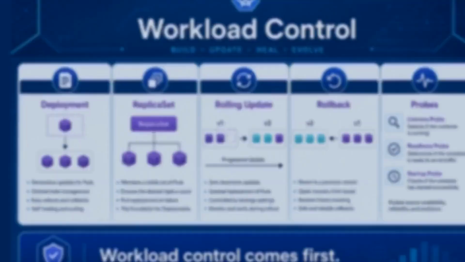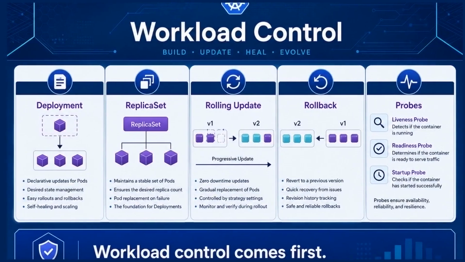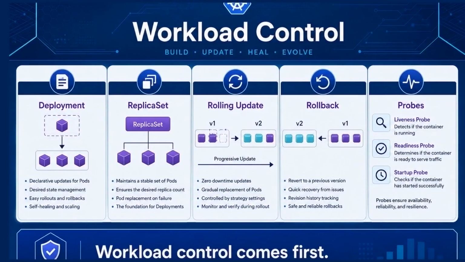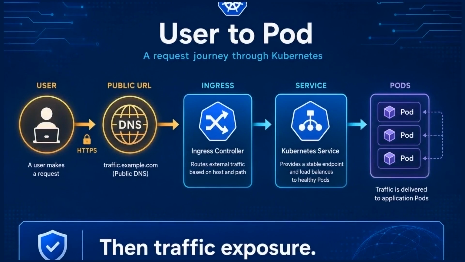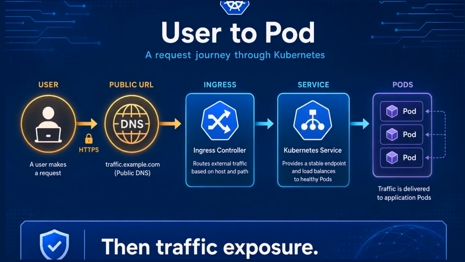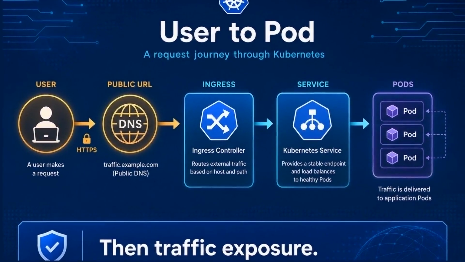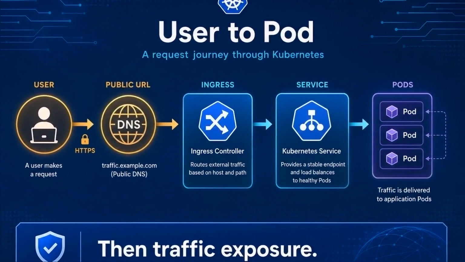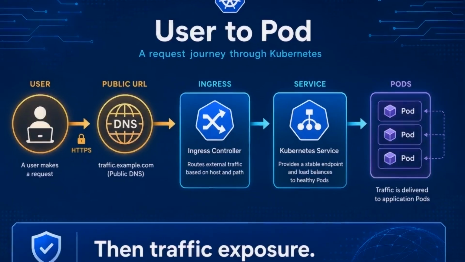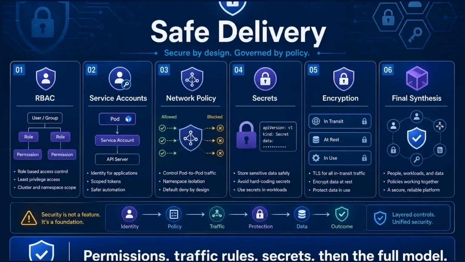Then we will break down workload control with deployments, replica sets, rolling updates, rollbacks, and probes. After that, we will explain how services and Ingress expose an application from inside the cluster to outside users. Then we will cover permissions and traffic control with RBAC, service accounts, and network policies.